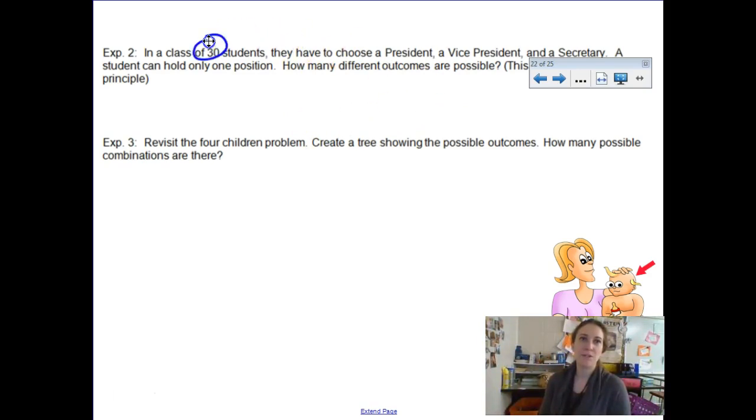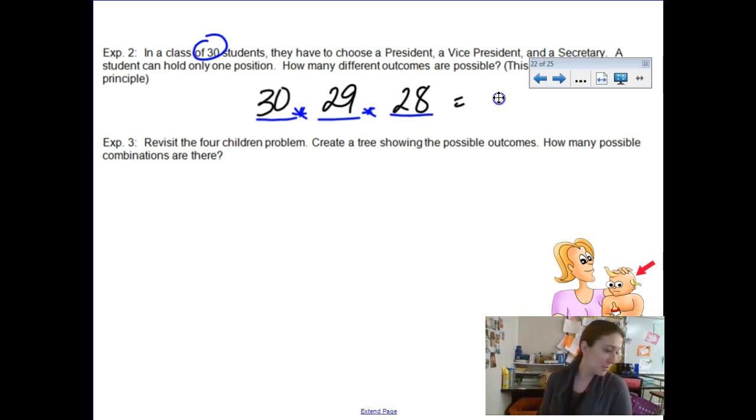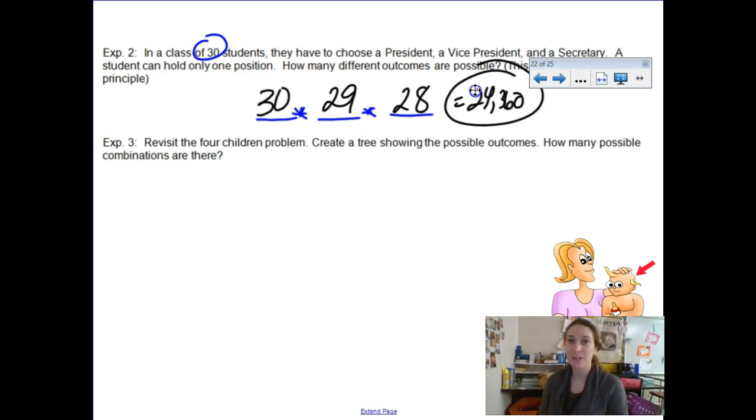I have 30 students, everyone can only hold a position, and I want to figure out how many options and outcomes there are. You can just multiply them together. So when I go to choose a president, I can choose from all 30 kids, but I already selected a president, so the next time I can only choose from 29, and then the next time only 28. So when I multiply those together, I get 24,360 outcomes are possible. Pretty cool, huh?